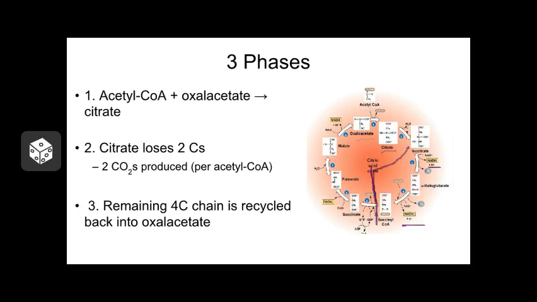In the third phase of the citric acid cycle, that 4-carbon intermediate that we end up with is going to get recycled back into oxalacetate so it can start the cycle over again. Surprisingly, this recycling step will actually release a couple of energy products for us as well. Let's take a closer look at each phase.